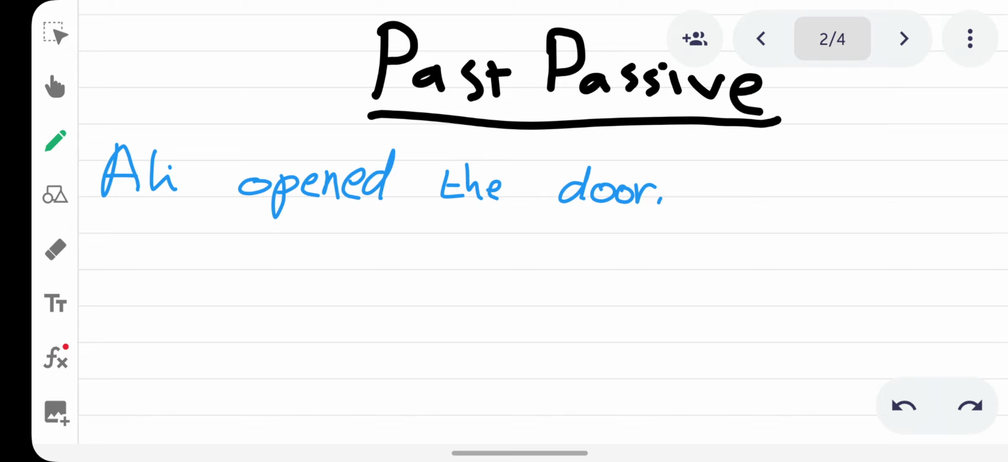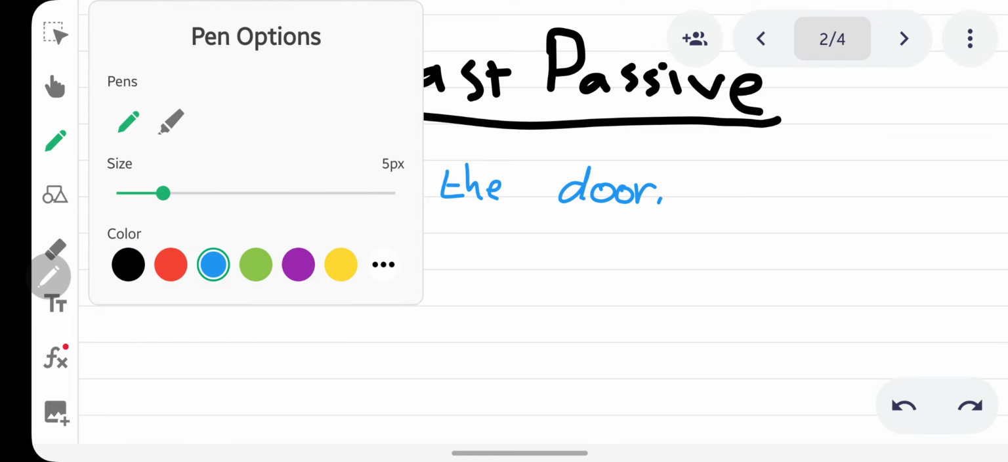Today we are going to talk about the past passive. So first of all, look at this example that we have, which is written in blue. Now we have Ali opened the door. Ali opened the door. If we are going to classify the sentence, so let's see here.